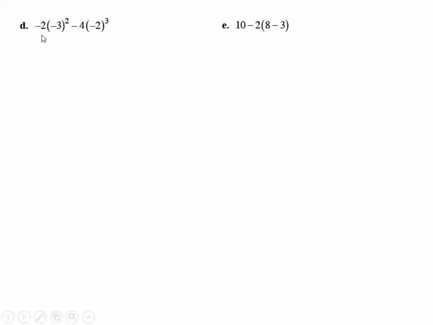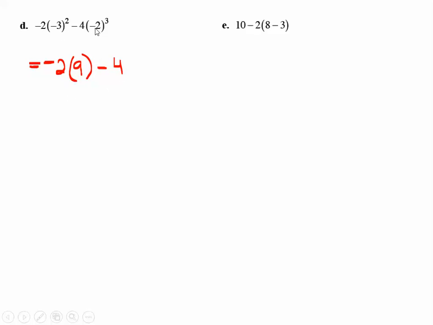So let's go for it here. So negative 2. Negative 2 here. This is going to be negative 3 times negative 3. So negative times a negative is a positive. 3 times 3 is 9. All right, bring down the minus 4 over here.